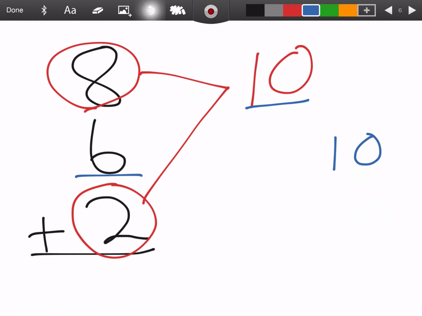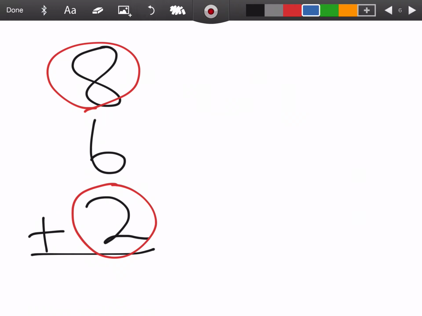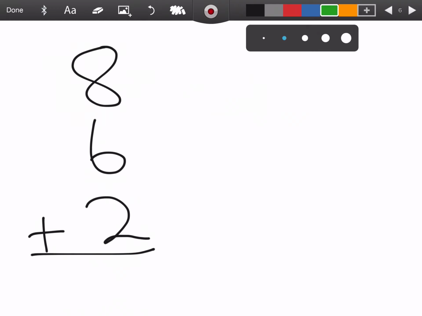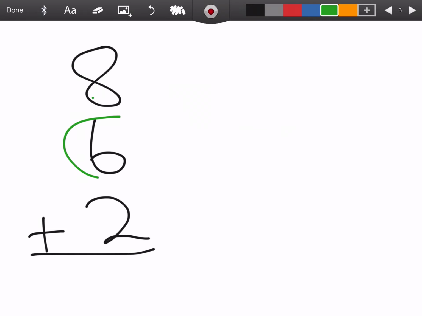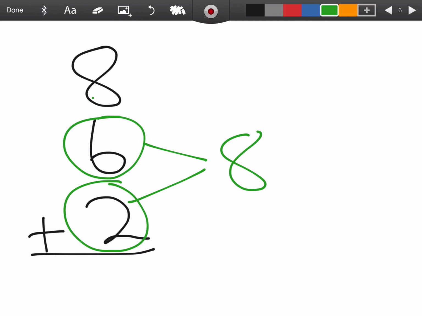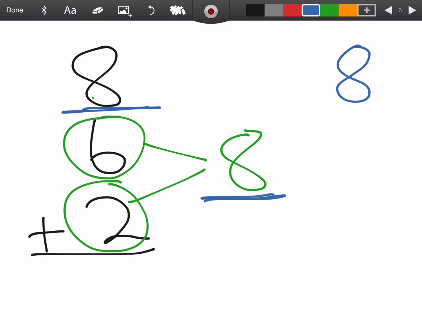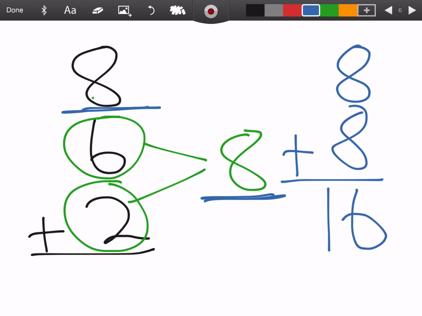Let's back up because there's another way that someone else might have seen this. They might say, man, I know 6 and 2 are going to give me 8. And then look, what do we have? 8 plus 8. We have a double. Doubles are easy to work with too. So if you saw that, great job. That's an ugly 6. I'm sorry.